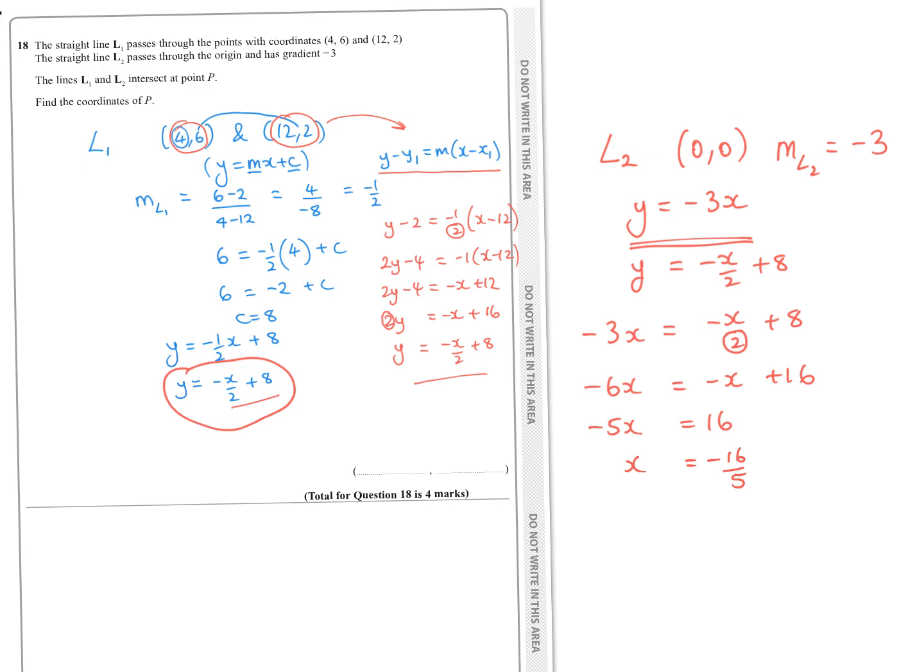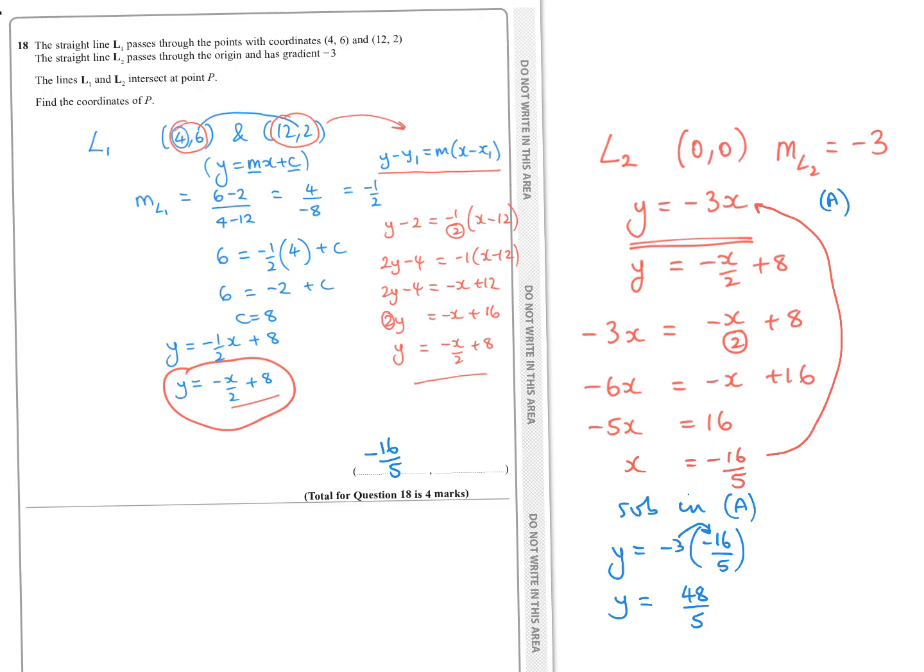And I'm just going to put this into one of the equations. I think this is the nicer one to use. So if I call this A, I'm going to sub in A. So y is going to be -3, lots of, be careful, 2 negatives under multiplication are going to be positive. So we're going to have 48/5. And you can use your calculator if you're not sure of how to do -3 times -16. So our answer is going to be x is -16/5 and y is going to be 48/5. And that's that question sorted out now.